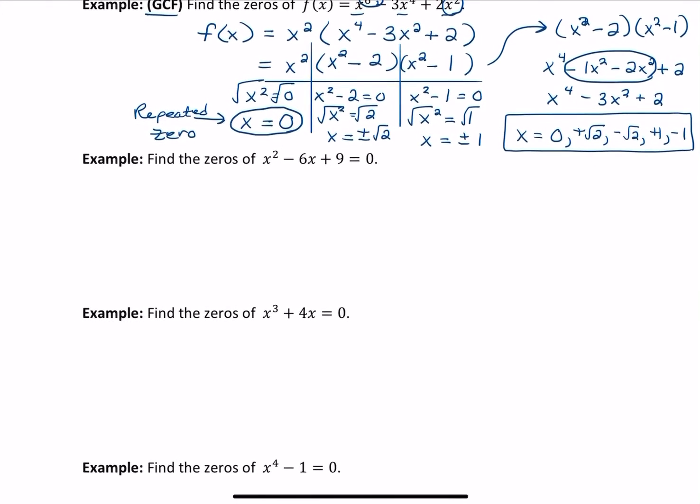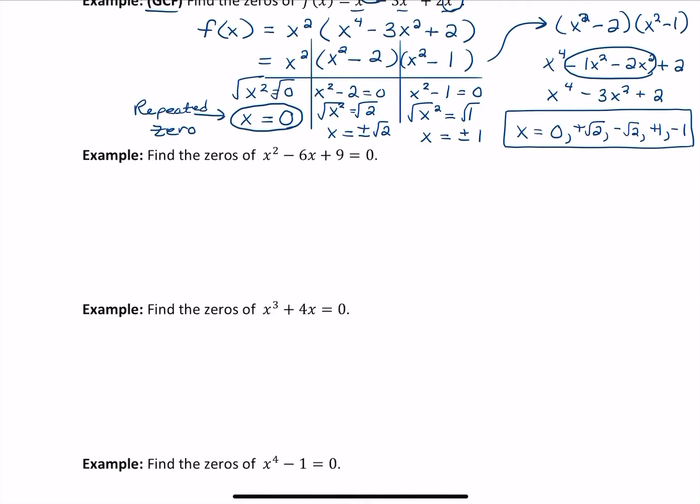This one, finding zeros, we just have a quadratic that we can try to factor first. And that is actually going to factor into x minus 3 and x minus 3. That will give me the -6 in the middle and a +9 at the end. If you set them both equal to 0, you're going to end up with x equals 3. So again, we have a repeated 0.